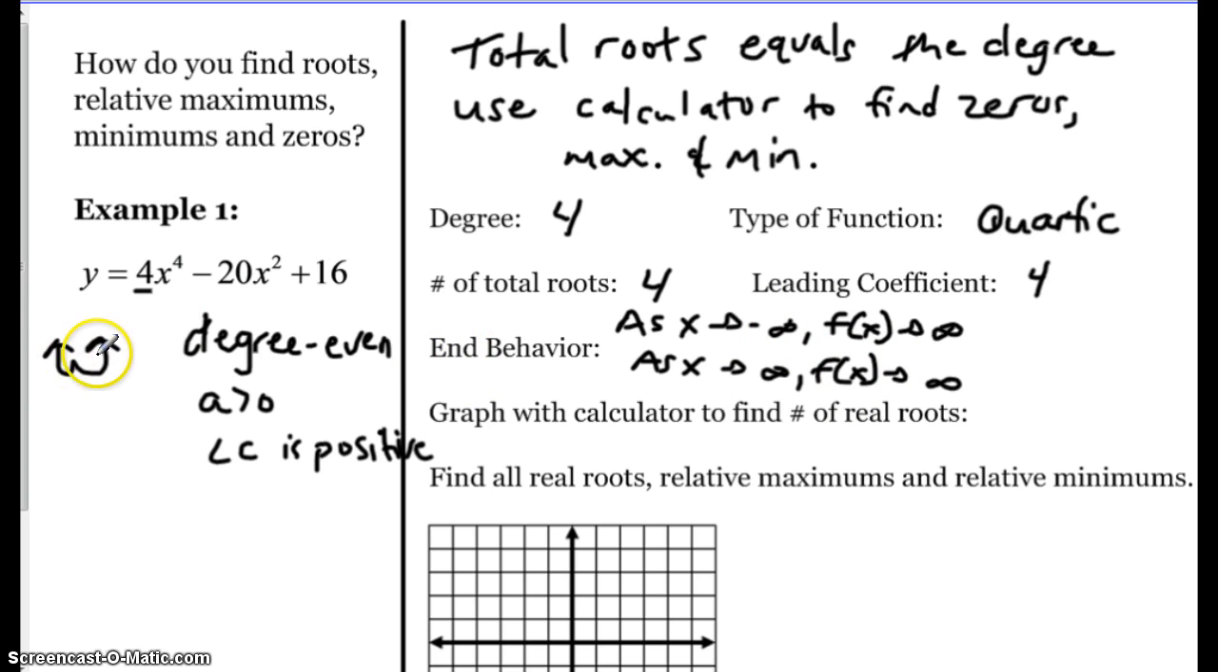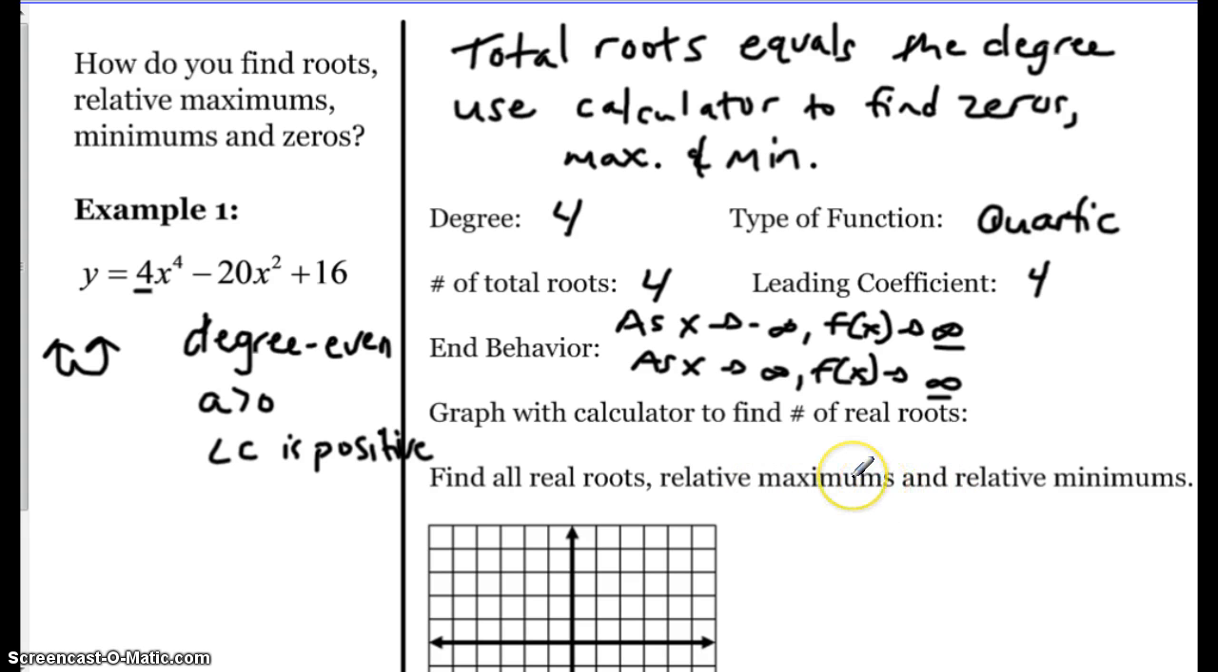Both ends of the graph are doing the same thing when it's even, and in this case they're both going up because it's a positive leading coefficient. So they're both going up to positive infinity. Okay, so we know a lot of things before we even use the calculator. Now we're going to type this into the calculator and find our real roots and our maximums and minimums.